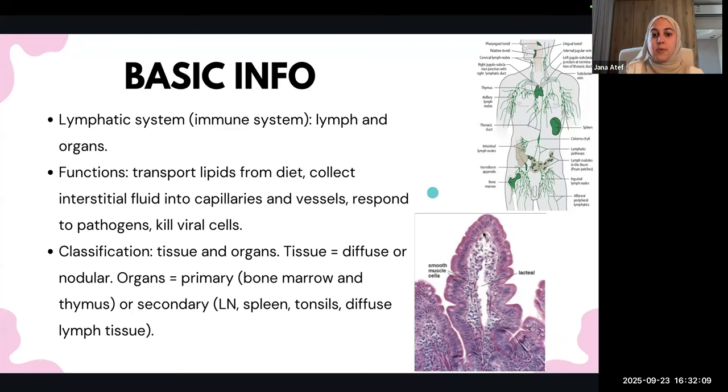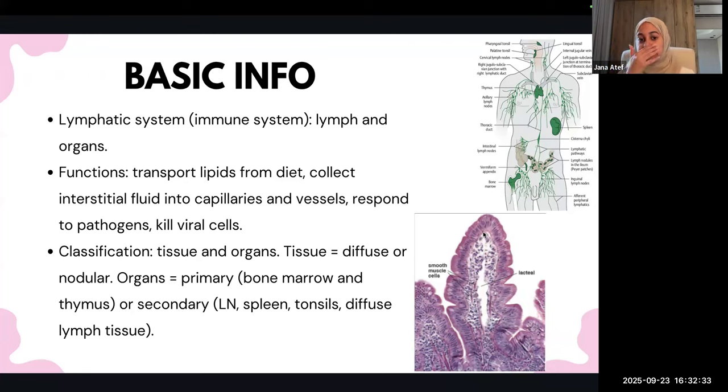Okay, what do I mean by organs? There are two kinds of organs: primary lymphatic organs and secondary. Primary is the bone marrow and the thymus. Why is it called primary? Because this is where the lymphocytes are made. T cells are made in the thymus, and the B cells are made in the bone marrow. This is where they originate, so that's why they're called primary.